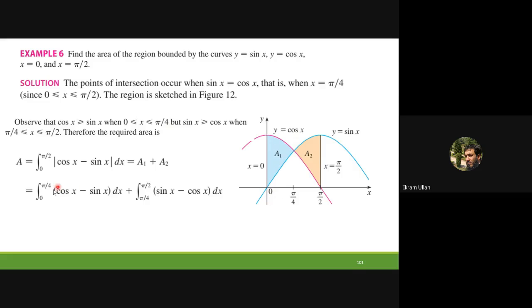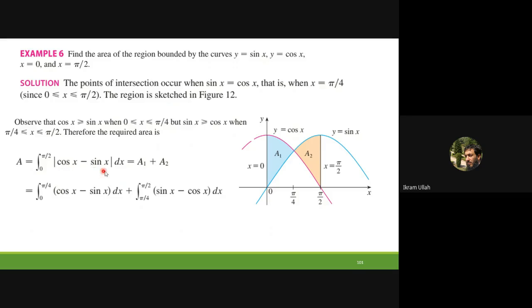So the integral from 0 to pi by 4, where f of x is cos of x and g of x is sine of x, dx. So this is area A1 plus A2. These are two regions, so we denote the area of region 1 as S1, which is A1, and the area of region 2 as S2, which is A2. So we split this region.